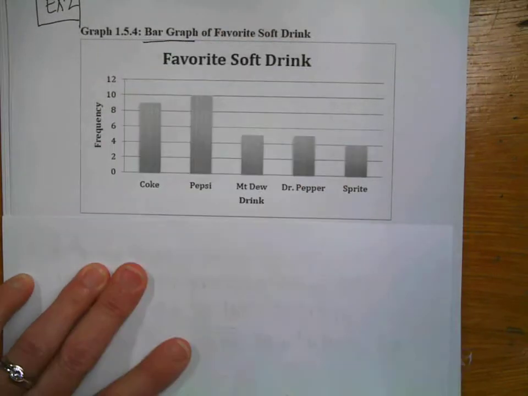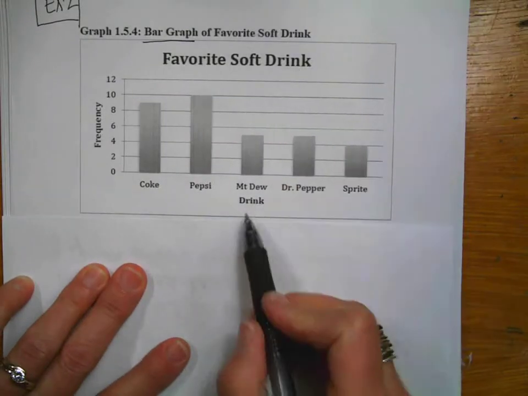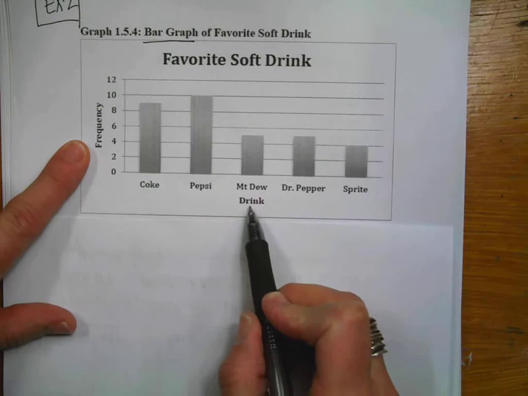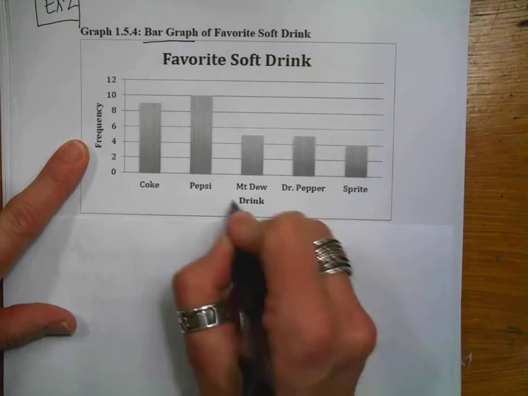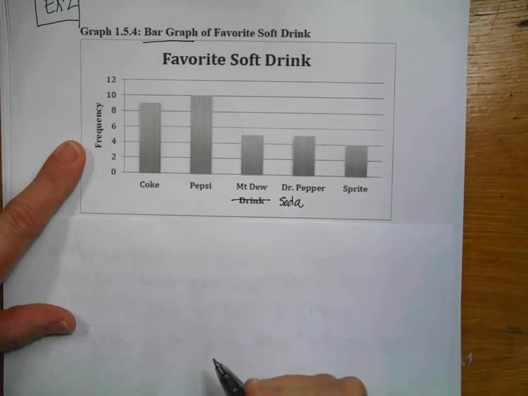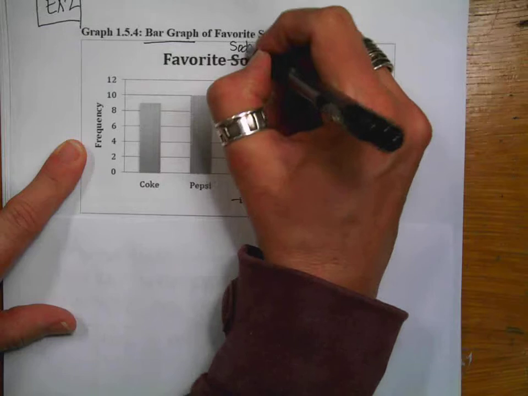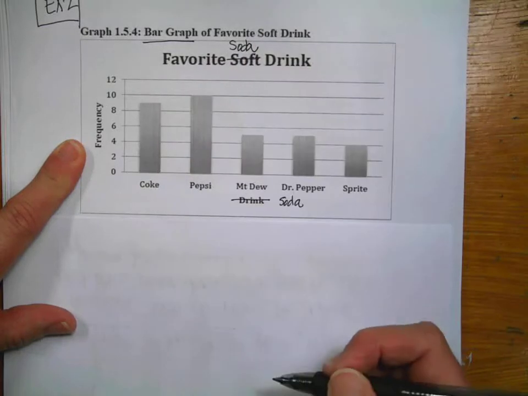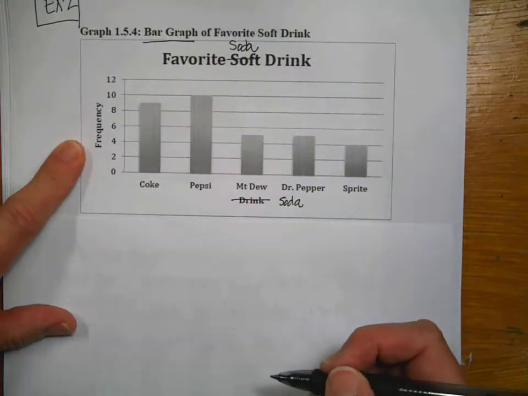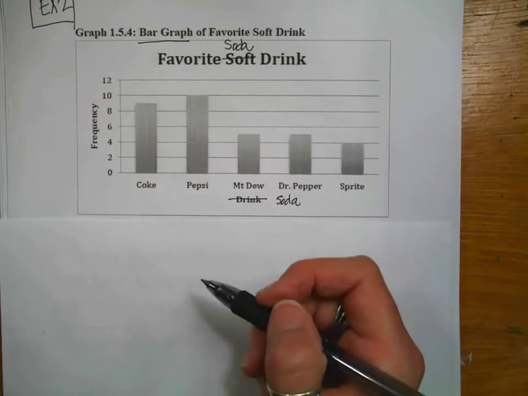So this is a bar graph. Notice it tells you right there the type of graph. Here is my title. Notice that each axis is labeled. So it says that this was drink. I probably would have labeled it as soda because those were the words that I used, and I would change this to soda because I think that's very relevant depending on what part of the country you live in. Frequency, remember, was the number of sodas that people chose.